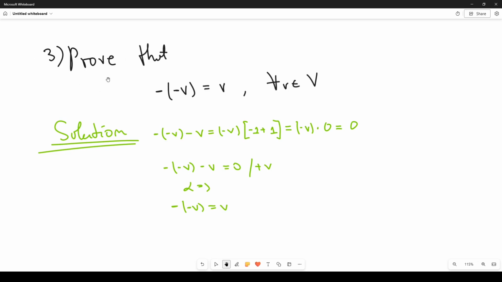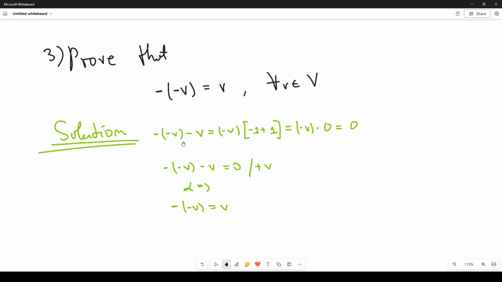Problem number 3. Prove that this holds for all vectors in the vector space V. So what does this say? Well, it says that if I take some vector v and I take its additive inverse, and then I take the additive inverse of that additive inverse, I just get back the original vector. So let's show that this is true. We will calculate the following expression.